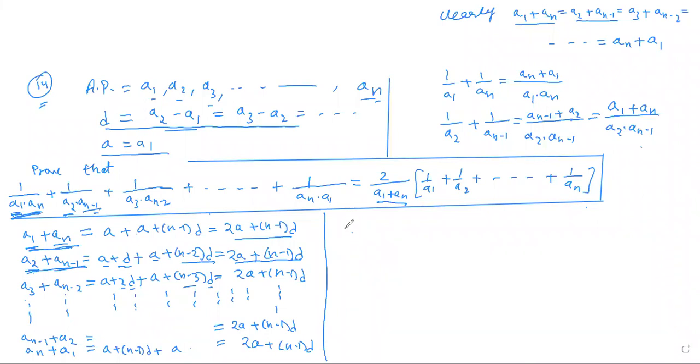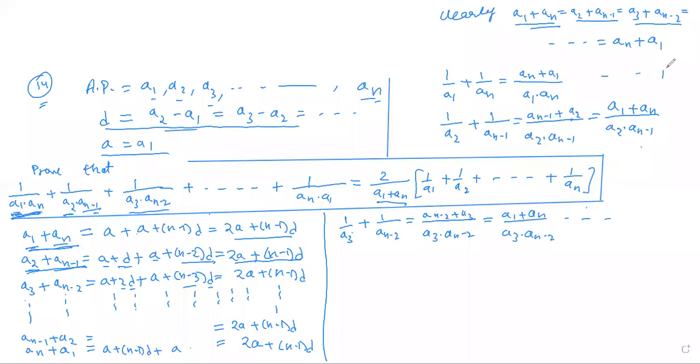Similarly, if we add the reciprocal of the third term and the third term from the end, again the LCM is a3 into an minus 2, which is the denominator of our third term, and in the numerator it is an minus 2 plus a3. We have proved this a3 plus an minus 2 is also equal to a1 plus an, over a3 into an minus 2.